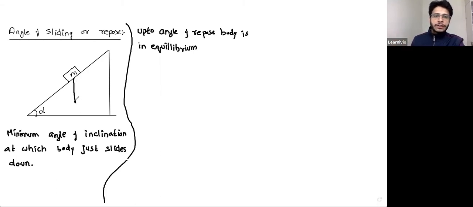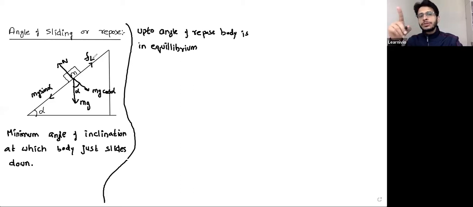So the various forces acting on the body are: mg is acting in the downward direction. This angle is alpha. This is mg cos alpha. This is mg sin alpha. This is the normal reaction. So mg sin alpha is acting in the downward direction, so friction will act in the upward direction. The direction of friction is always opposite to the tendency of motion. If the tendency of motion of a body is to slide downwards, friction will act in the upward direction.